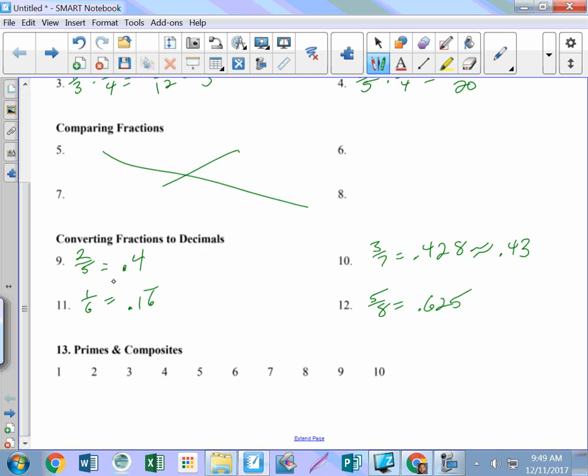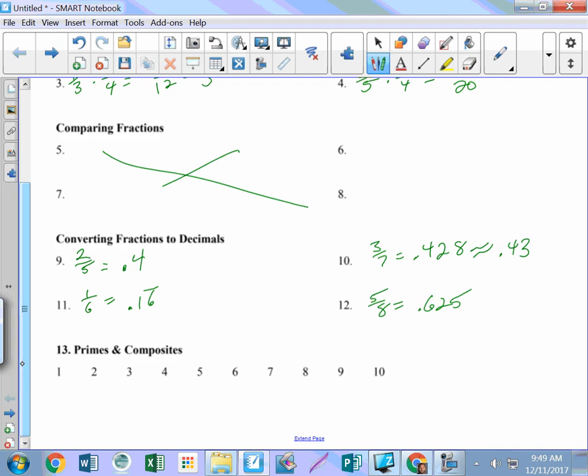Converting fractions to decimals, 2/5 equals 0.4. 3/7 equals 0.428, and it keeps going. If you rounded it to 0.43 or just had 0.42, that is okay. 11/16 equals 0.16, repeating. 12 is 5/8 equals 0.625. If they went to 0.62 or 0.63, that is okay as well.